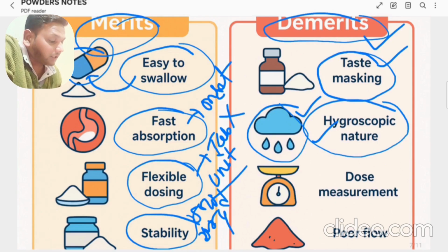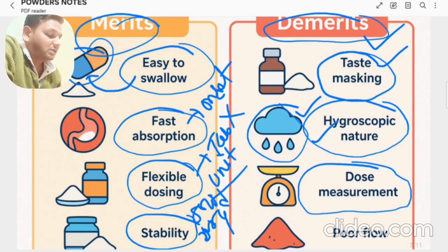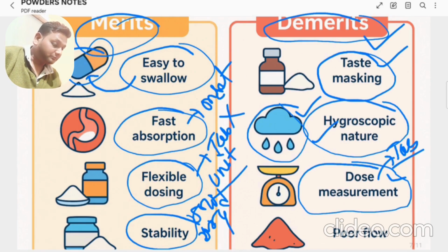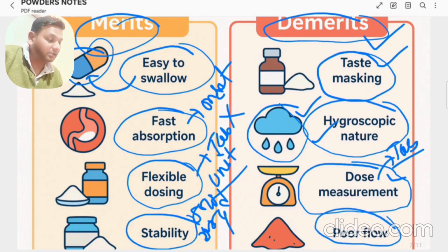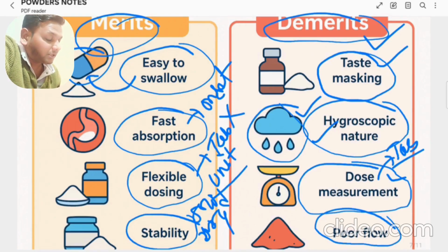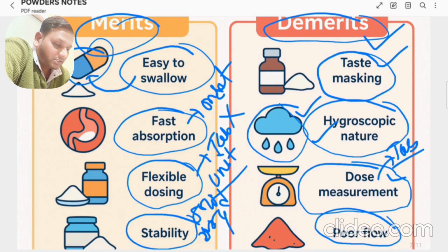Then every time there is a need for dosage measurement. It is not like we can simply take a tablet without any measurement, because the dose is fixed. But here we need to measure the dose every time. Then if the powder is hygroscopic or wet in nature, it will affect the flow properties of the powder. Then definitely we cannot formulate good quality tablets by using those powders. So these are some advantages and disadvantages of powders.